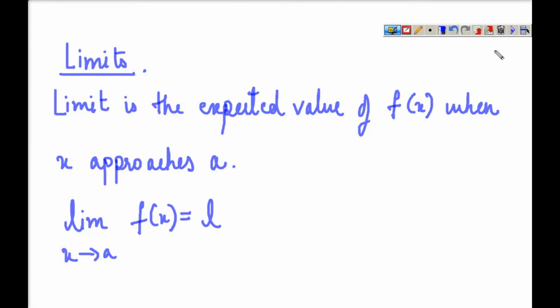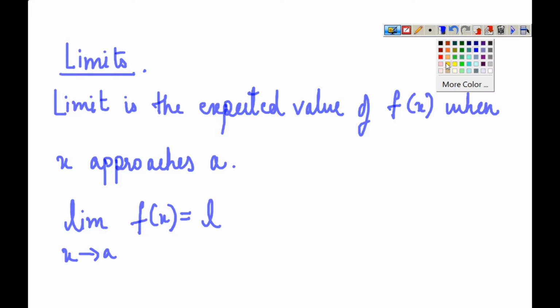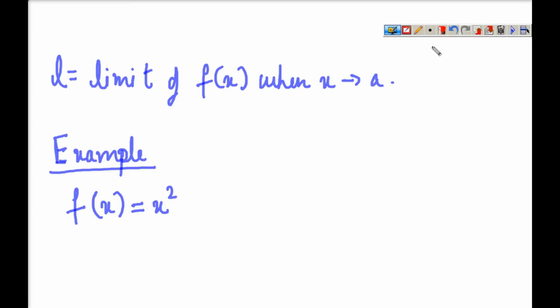So today we're going to talk about limits. What are limits? A limit is the expected value of the function f of x when x approaches any number a. Symbolically it is written as limit x approaches a of f of x equals L. So L is known as the limit of the function when x approaches a.